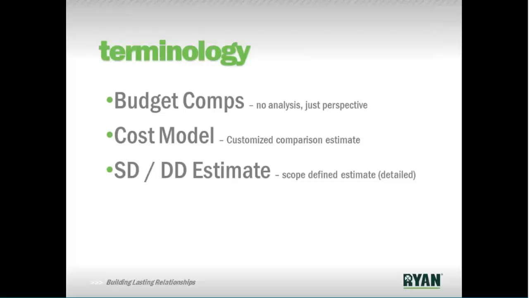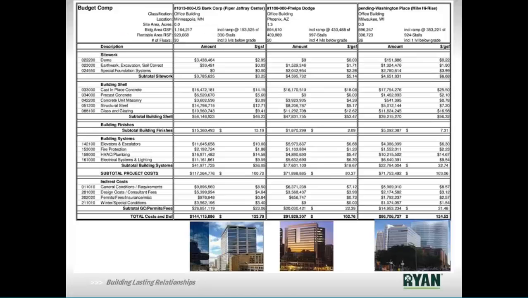And then the SD and DD estimates are essentially scope-defined estimates: more detailed estimates with line items, unit prices, and broken down scope. And so we'll look at all of these as we move along.